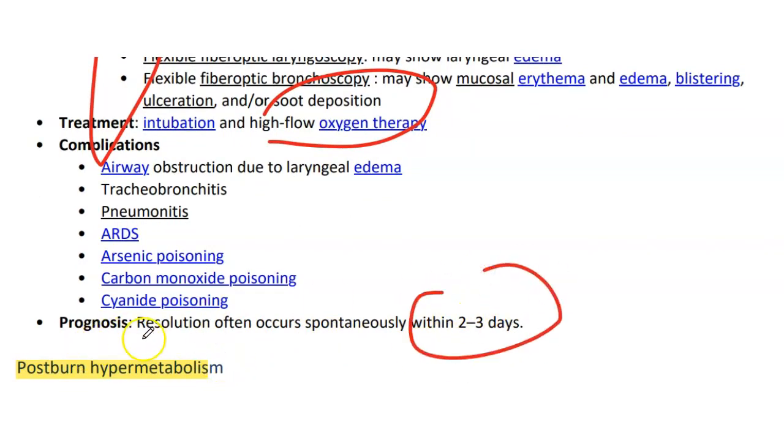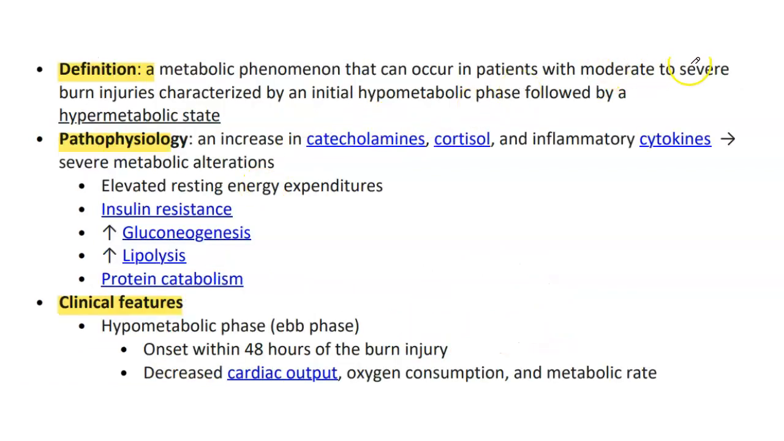Then we have another complication known as post-burn hypermetabolism. This occurs in patients with moderate to severe burn injury and is characterized initially by a hypometabolic phase followed by a hypermetabolic state. An increase in catecholamines, cortisol, and inflammatory cytokines is possibly involved in the underlying pathogenesis. There will be elevated resting energy expenditure, increased insulin resistance, increased gluconeogenesis, increased lipolysis, and protein catabolism.